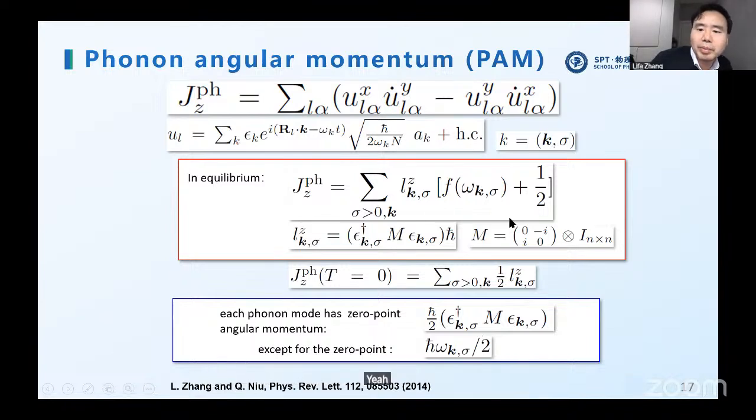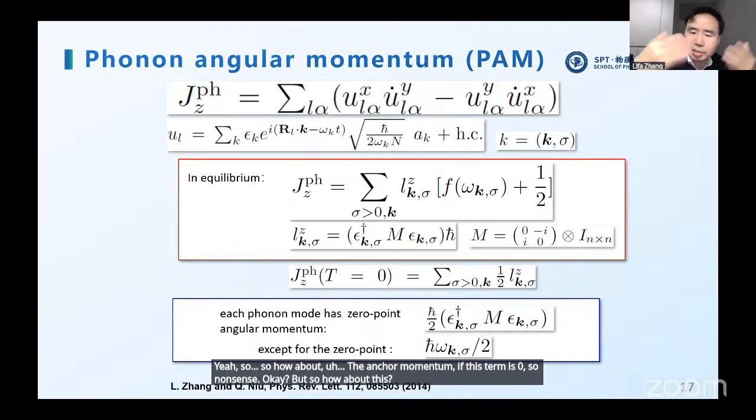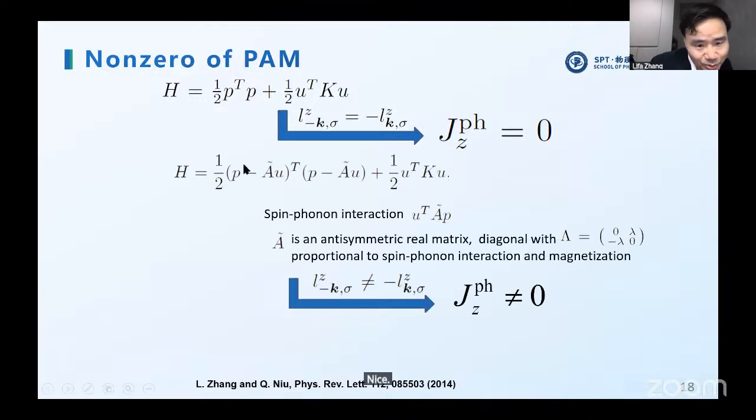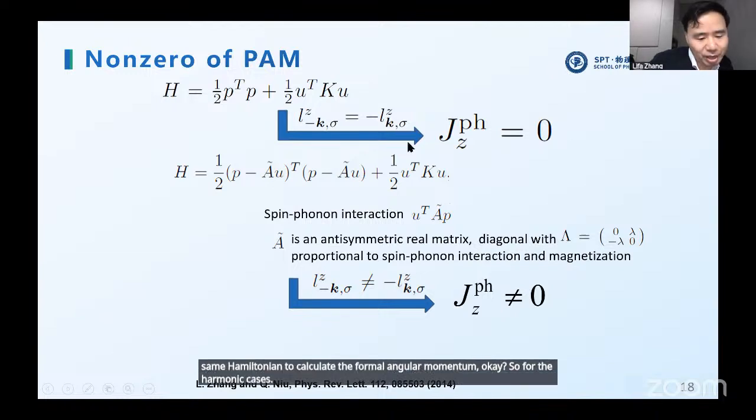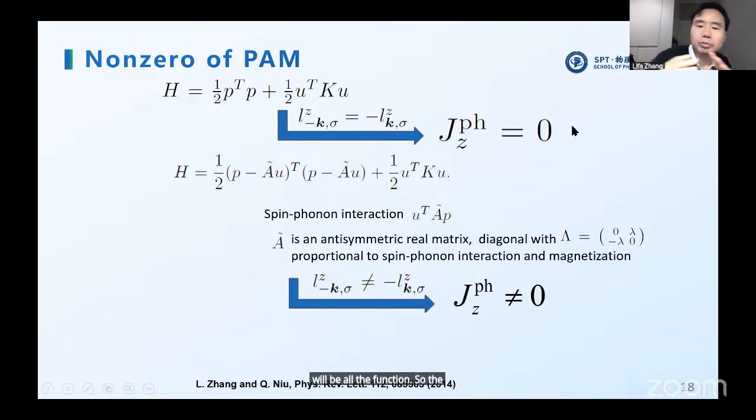Yeah, so how about the angular momentum? If this term is zero, then it is nonsense. Okay, but so how about this? Whether this is zero or not, we calculate for this. Here we rewrite the phonon Hall system. We use the same Hamiltonian to calculate the phonon angular momentum. Okay, so for the harmonic case, it's zero, because of symmetry consideration. For each term, k and minus k will be an odd function, so the total phonon angular momentum will be zero.